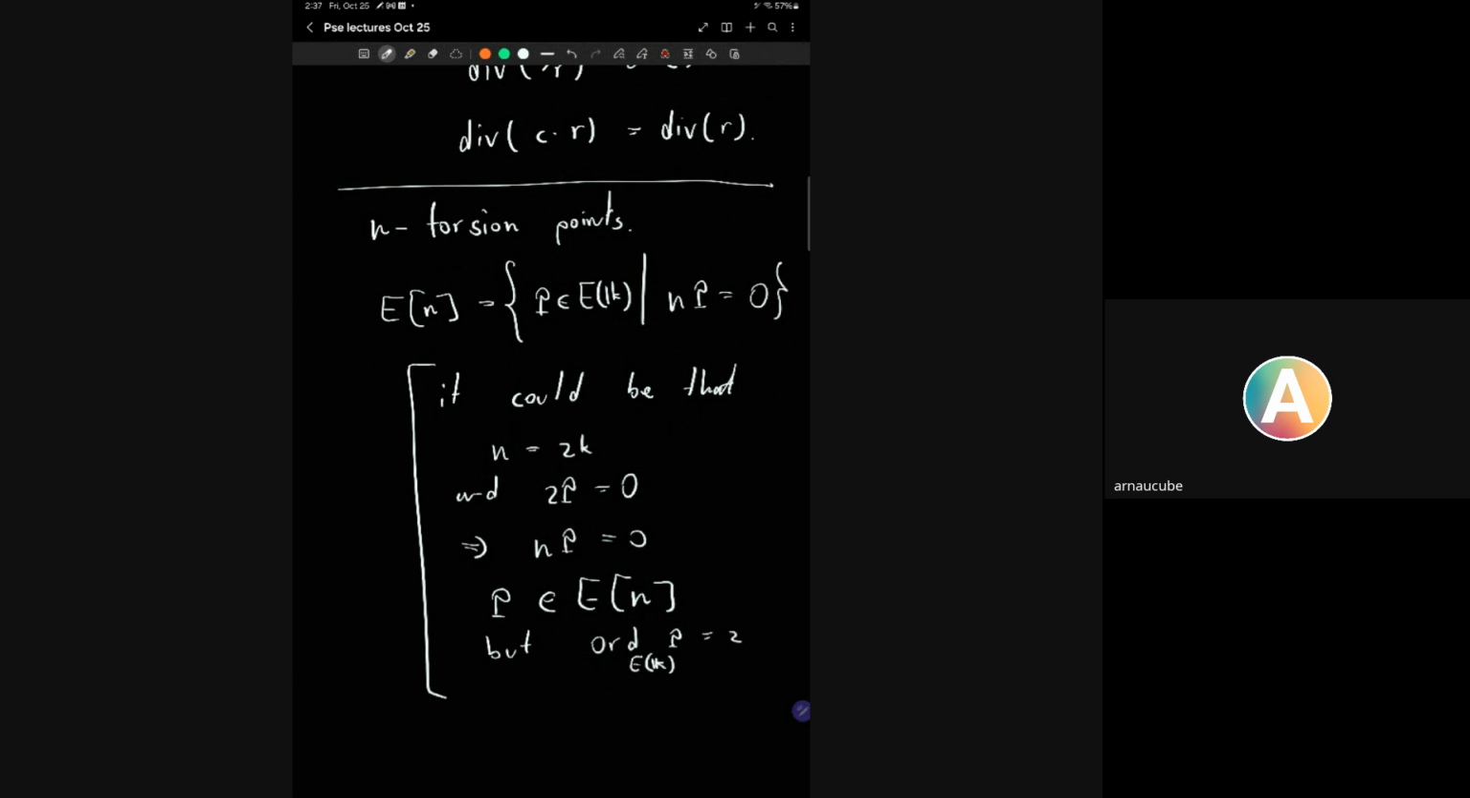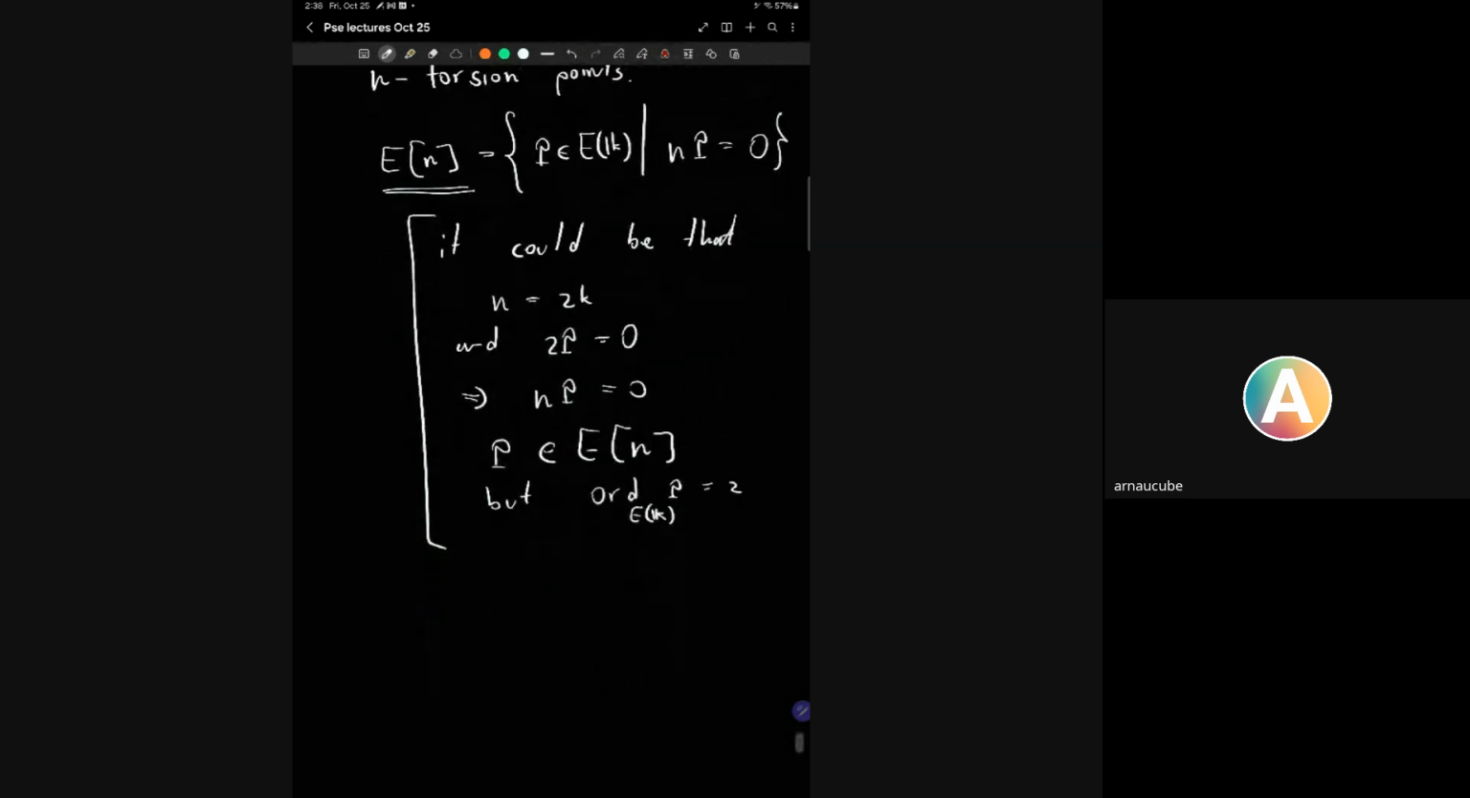And when we discussed points of order 2, when n is prime, n torsion points and points of order n are the same. The difference could be when n is not a prime. So when we talked about points of order 2, they are also 2 torsion points, but that's because 2 is a prime. But more generally, we want to understand E of n.